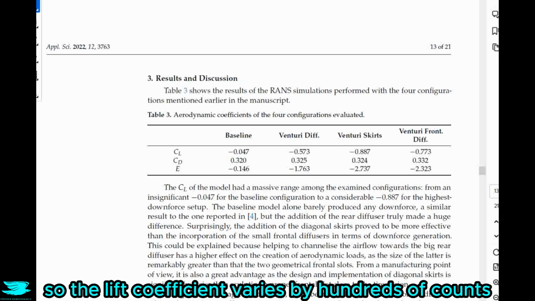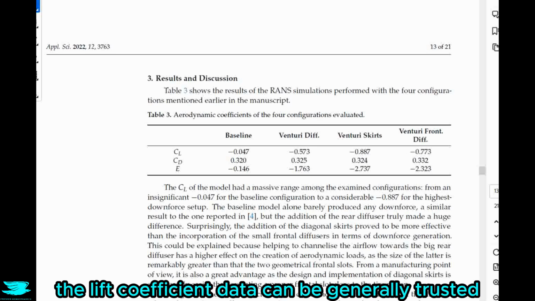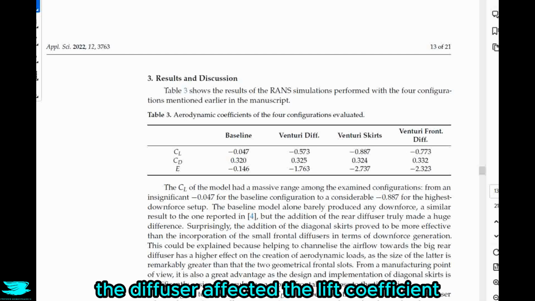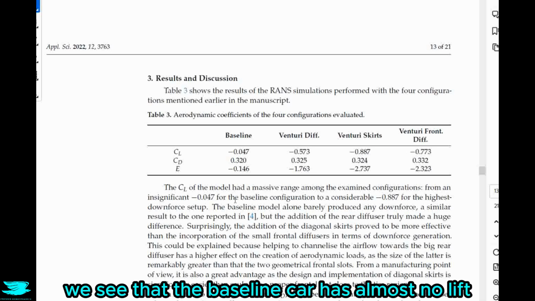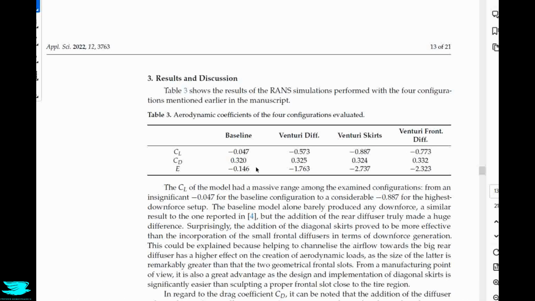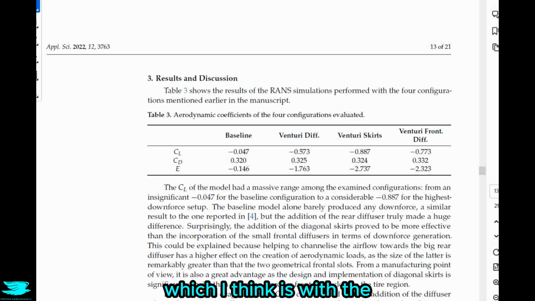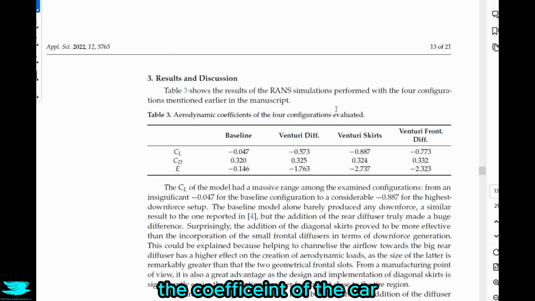So the lift coefficient varies by hundreds of counts, and so I'm inclined to say that the lift coefficient data can be generally trusted, at least the trends can be. So we can continue with the results and look at how the diffuser affected the lift coefficients. So from table 3, we see that the baseline car has almost no lift. The lift coefficient is minus 0.047, which I think is within the uncertainty of the simulation. But all the other diffuser setups greatly dropped the lift coefficient of the car. We're seeing values down to minus 0.887, which is huge.